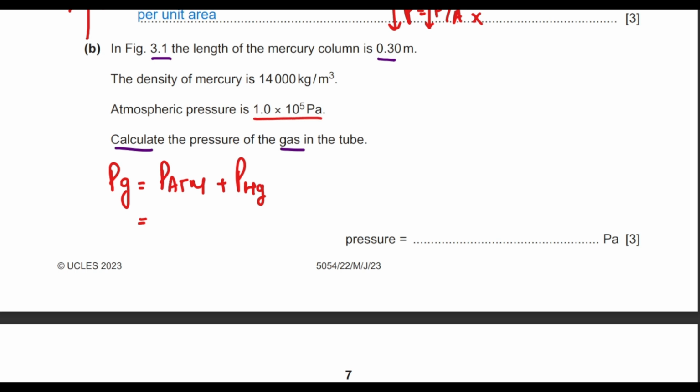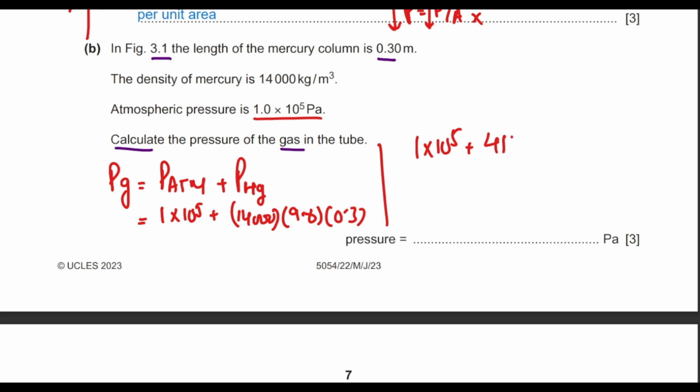So the atmospheric pressure is given to us as 1 into 10 raised to the power 5, plus rho gh, because mercury is a liquid. So this is going to be 14,000 into g, which is 9.8, into h, which is 0.3. Now, when you solve them separately, this is going to be 10 raised to the power 5 plus 41,160. In the marking scheme, he says that we need to see whether you've calculated this or not. It's okay, it's fine, as long as you've mentioned this one. So the final answer, the total pressure, will come out as 141,160, which will be 1.4 into 10 raised to the power 5 pascals.